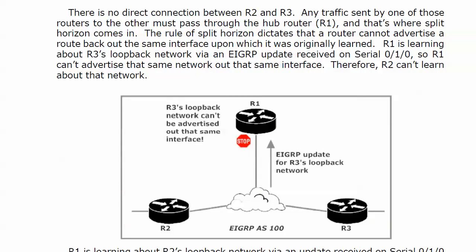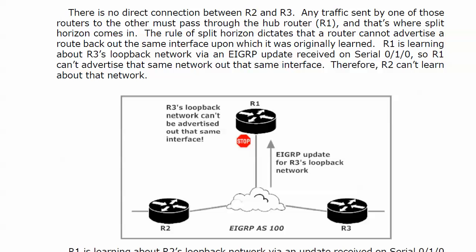And the deal right now is this. Spoke-to-spoke communications have to go through the hub. There is no dedicated connection right now between routers 2 and 3. So if router 2 sends something to router 3, it has to go up through router 1 and then right back out. And that's where split horizon comes in. Because you can see some really technical definitions of split horizon, like 6 lines long. But here's the nitty-gritty. It dictates that a router can't advertise a route back out the same interface upon which that route was originally learned.